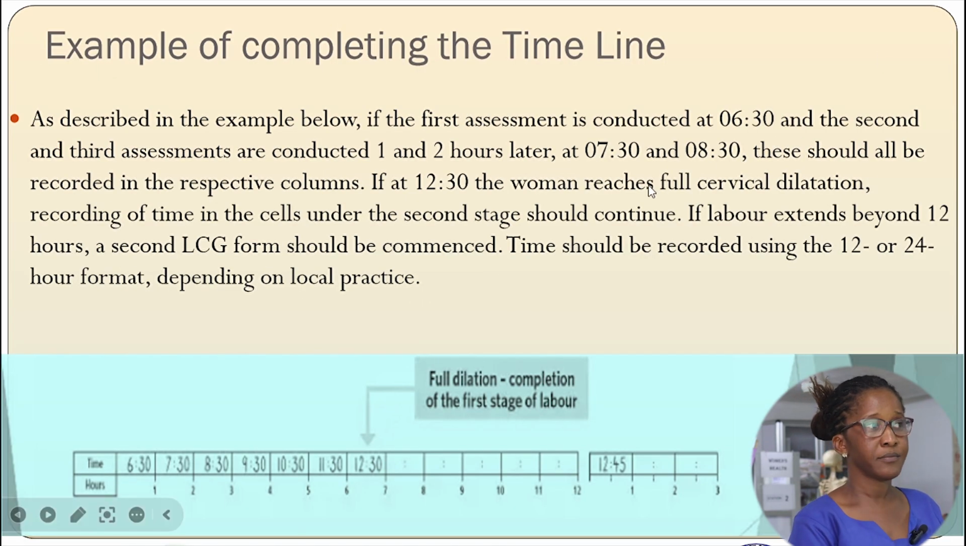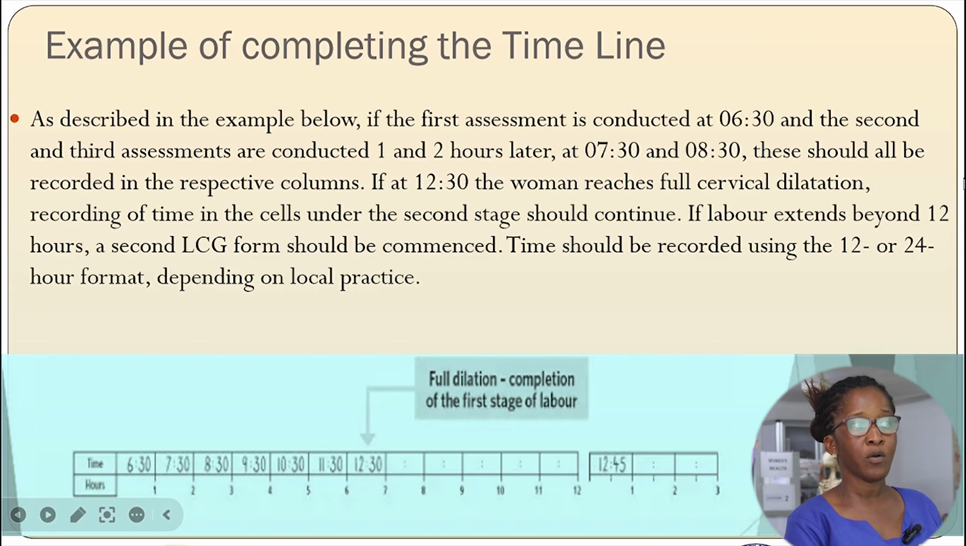Completing our timeline. If you look at the graph below, this is how it is on our labor care guide, our timeline. If you do your assessment, it is recorded hourly. So you do your assessment, for instance, at 6:30, and the second and third assessments are conducted 1 and 2 hours later. You document at 7:30 and 8:30.